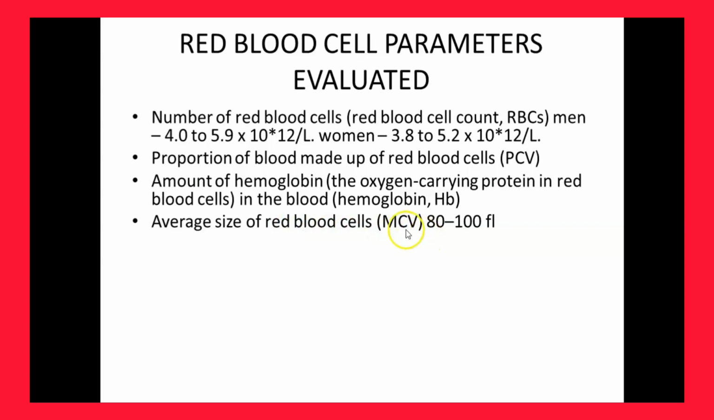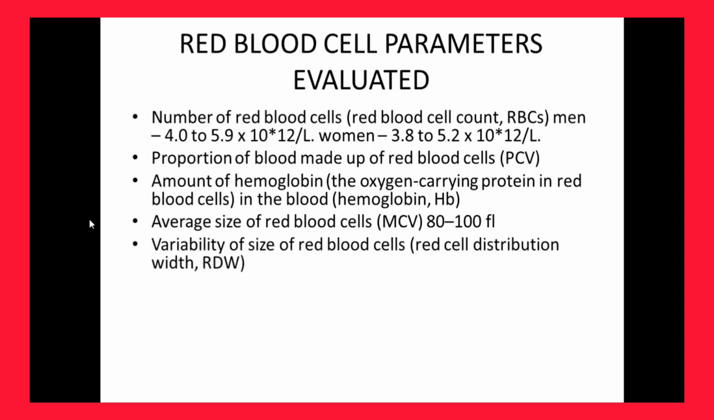Then there's the average size of the red blood cells. Mean cell volume is also useful in classifying whether there are vitamin problems. If it's microcytic, you're thinking of iron deficiency, or when it's macrocytic, you are thinking of B12 and folic acid. There are other variables.